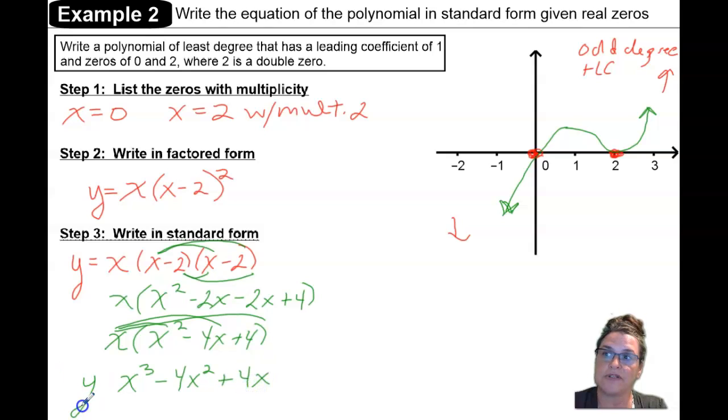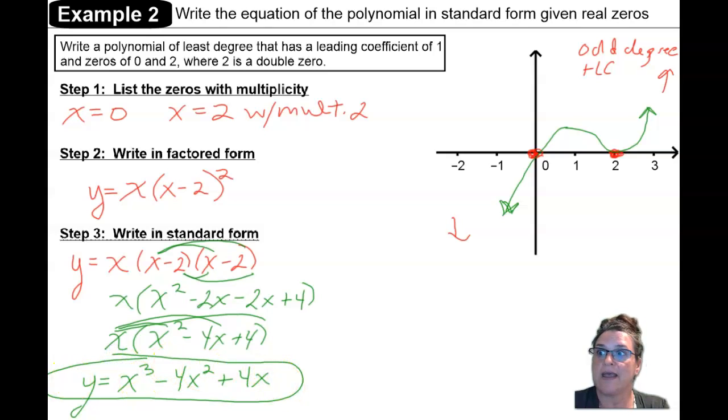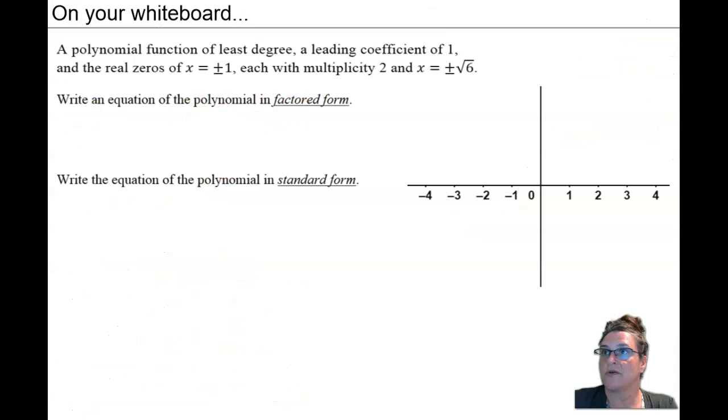And remember, standard form is going to be in decreasing order of exponent. So we've got our cubed, then our quadratic, then our linear terms. Okay, and that would be the polynomial of least degree that has a leading coefficient of 1, zeros of 0, 2, where 2 is a double root. So go ahead and try this example on your own on some scratch paper, and then you can resume the video when you're ready to go over it together.